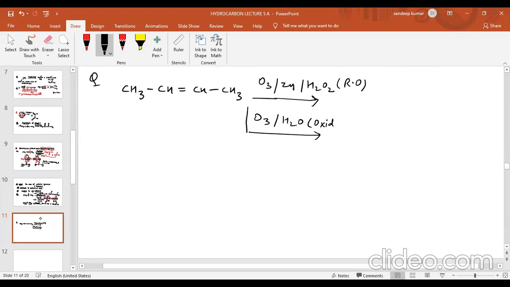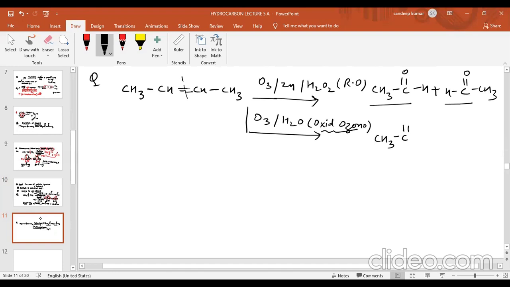basically oxidative ozonolysis. This is oxidative ozonolysis. Now this is very simple. Break the pi bond. First break the pi bond. When the pi bond breaks, the product obtained is CH3C double bond O and H, and HC double bond O and CH3. This is the obtained product on reductive ozonolysis. As we know, in oxidative ozonolysis, the first step will be the same.